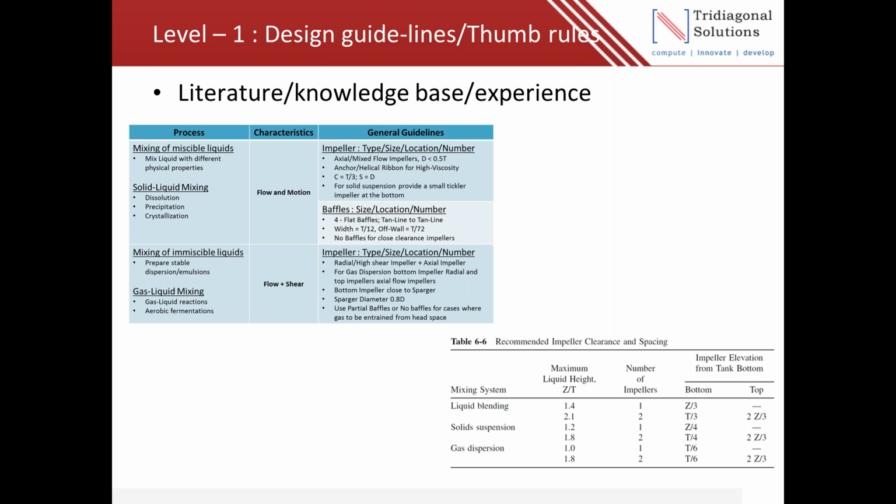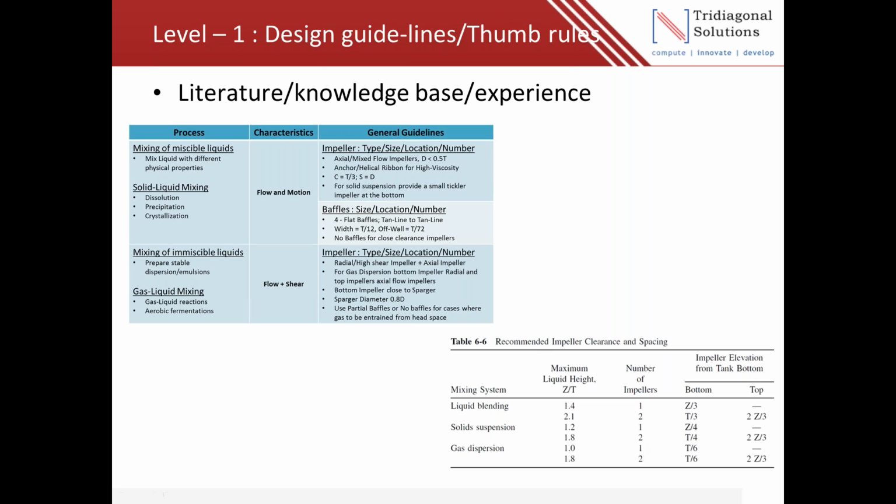So level 1 methods are general design guidelines, thumb rules, which we may have picked up from literature, or we have available as a knowledge base as a corporate. Many different organizations may have their own knowledge base, and we also collect these thumb rules or develop them based on our experience of designing or scaling up various vessels for various applications. Some of these rules are listed here, which all process engineers generally use.